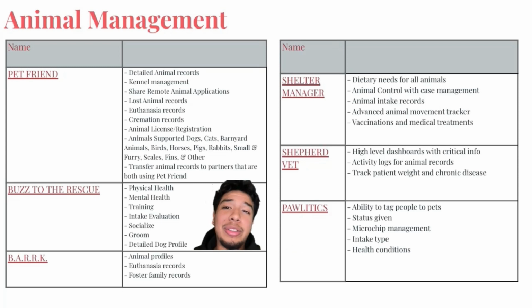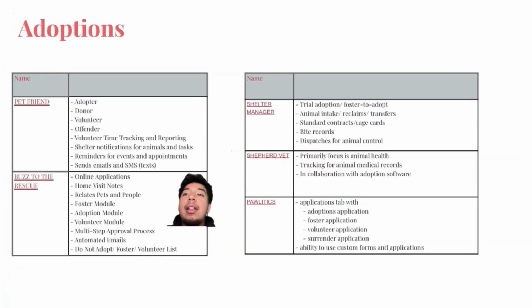They have a microchip, intake, how the animal is brought in, and they have their health conditions. All right, we are on to adoptions. Here are some of the features that all of the softwares provide. I'll go over the more important ones.